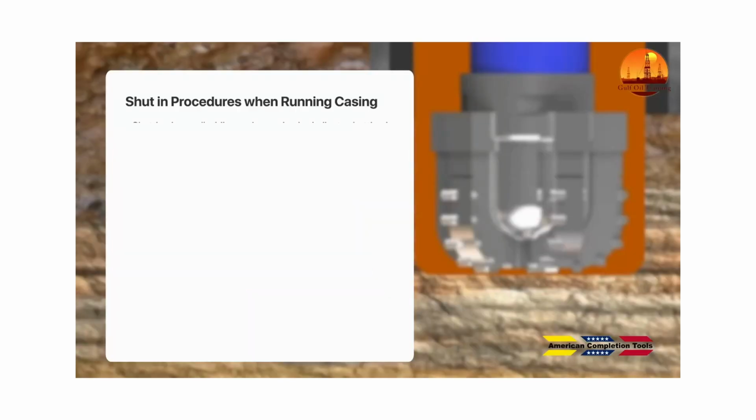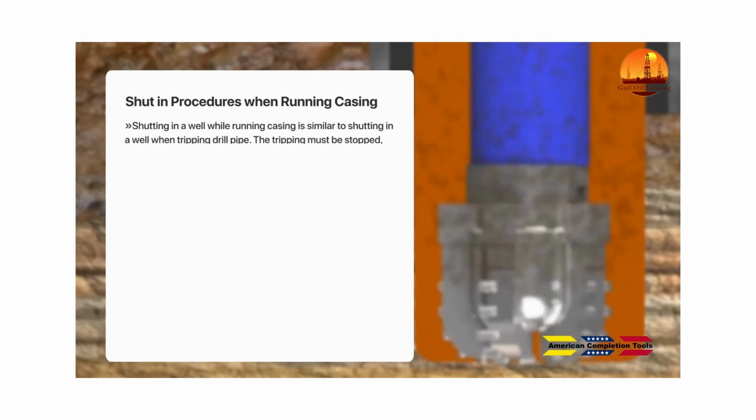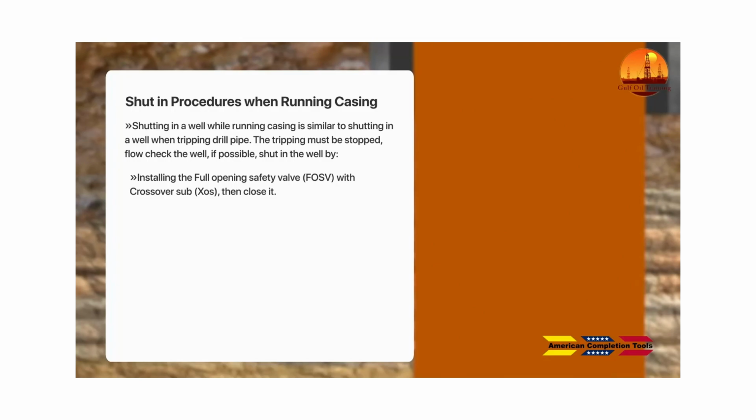Shut-in procedures when running casing. Shutting in a well while running casing is similar to shutting in a well when tripping drill pipe. The tripping must be stopped, flow check the well, and if possible, shut in the well. 1. Install the full opening safety valve, FOSV, with crossover sub, then close it.